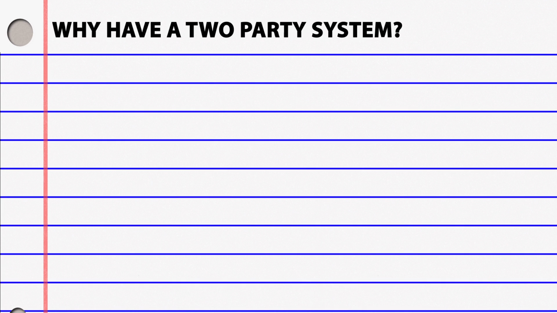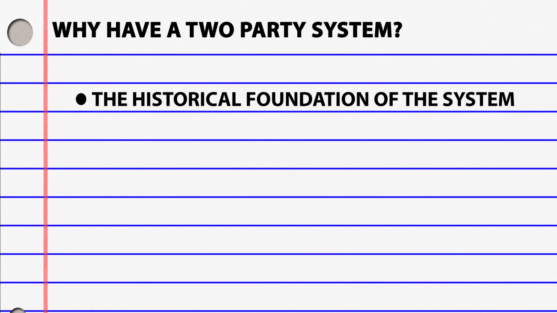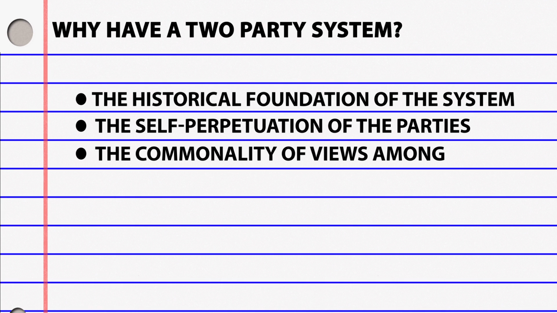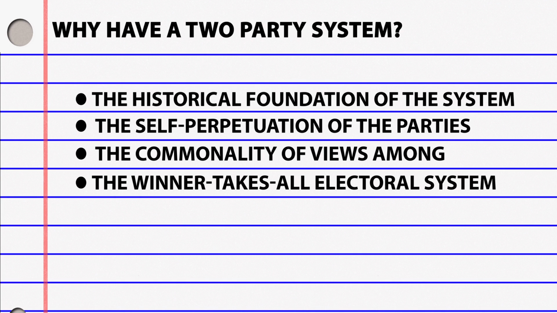We have this system for the following reasons: the historical foundations of the system, the self-perpetuation of the parties, the commonality of views among Americans, the winner-takes-all electoral system, and state and federal laws that favor a two-party system.